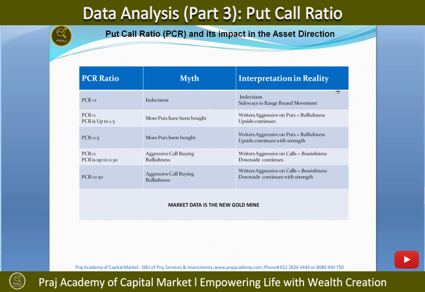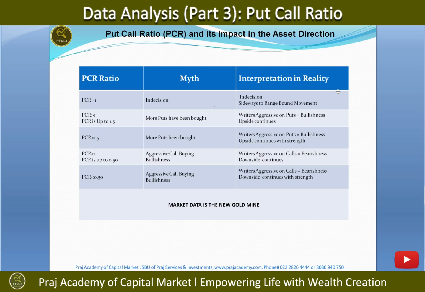When the PCR is less than 1 but up to 0.5, there's a myth in the market that aggressive call buying is happening. So if the call buying is happening, there could be bullishness. No. Professionally, how we look at it is the writers are more aggressive on calls. That means the bearishness, that means the downside continues.